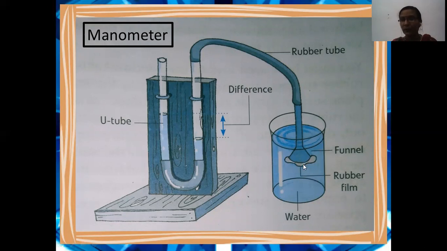As we create pressure on the rubber film, suddenly what will happen? Due to that, the pressure is created here and the level of water goes down. So we will note down the readings: the reading before creating the pressure on the rubber film, and after creating the pressure, how much the level goes down. Then we will take the difference of both readings. By this method we can find out the pressure of a liquid.